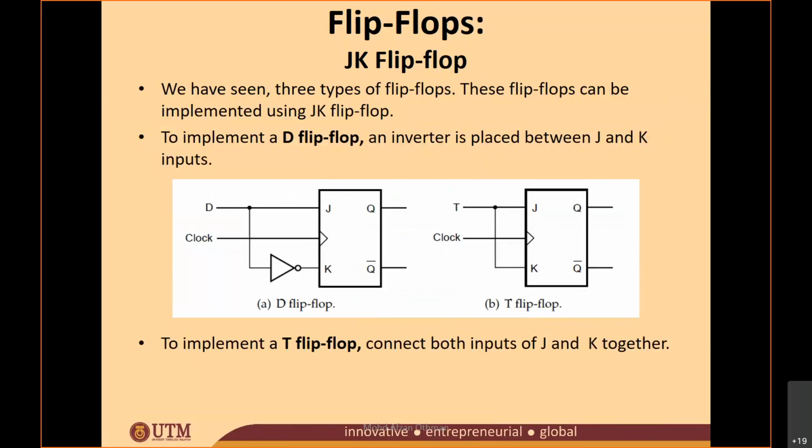So, okay, we have seen 3 types of flip-flop previously. Okay, this flip-flop can be implemented by using the JK flip-flop. So to implement a D flip-flop by using a JK flip-flop, you just put the inverter dekat sini, dekat K, and connect the both J, K to the same clock source. Okay, tadi kita punya JK macam ni. So this is your JK flip-flop.